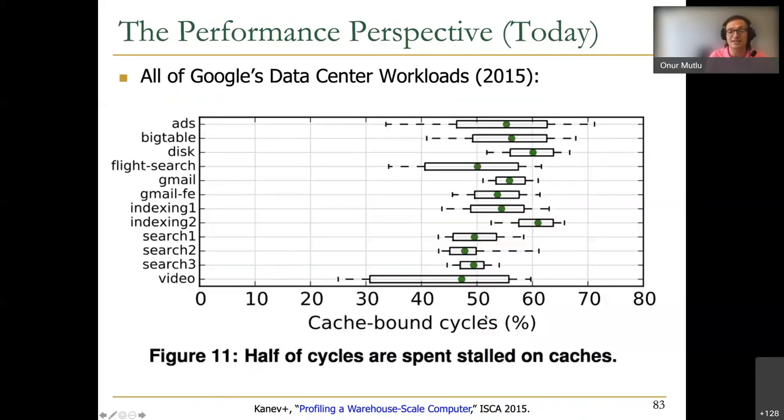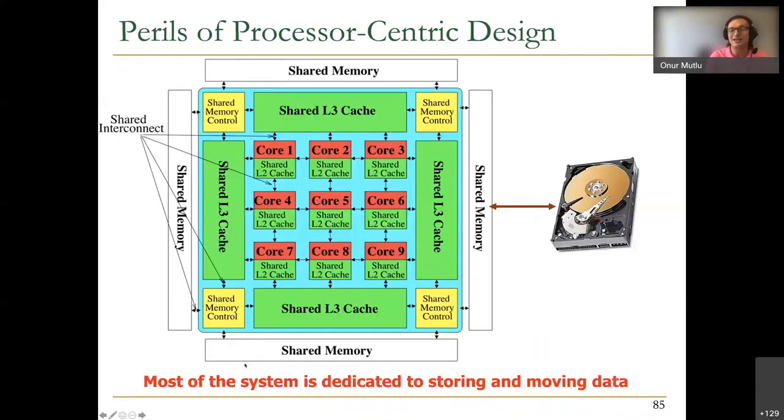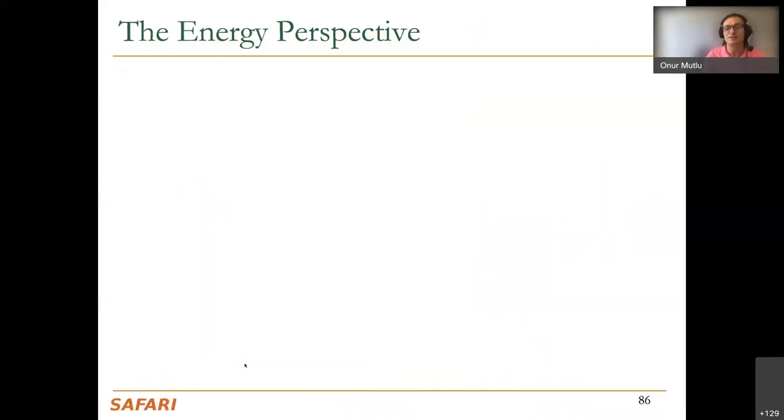have a processor-centric system. Okay, so essentially, because we have a processor-centric system, the system is grossly imbalanced, and it's energy inefficient, low performance, and complex, and the processor becomes complex and bloated. This makes things even more energy inefficient, low performance, and complex. And as a result, we're back to the picture that I showed you earlier. We call this a computing system, but most of the time, most of the resources are dedicated to moving and storing data.